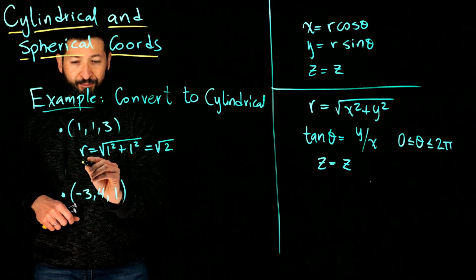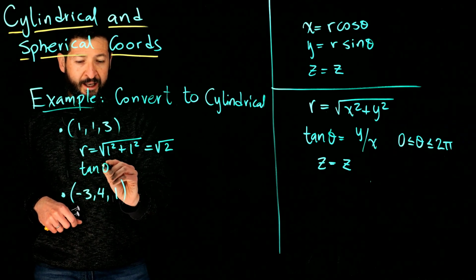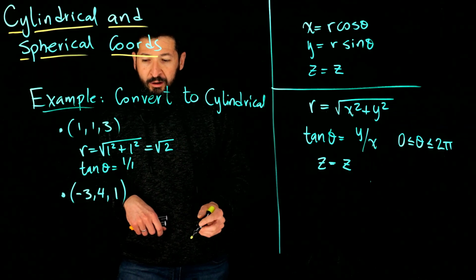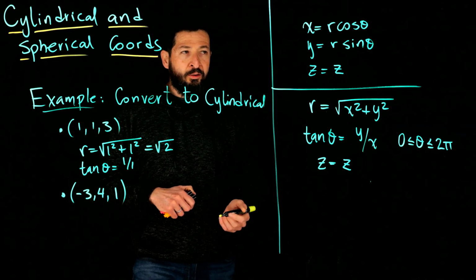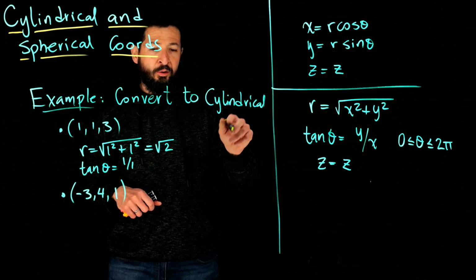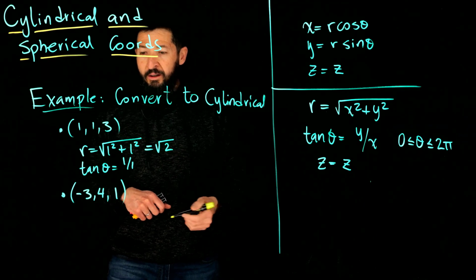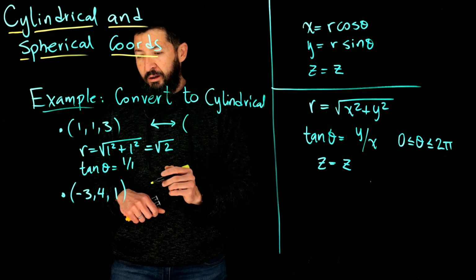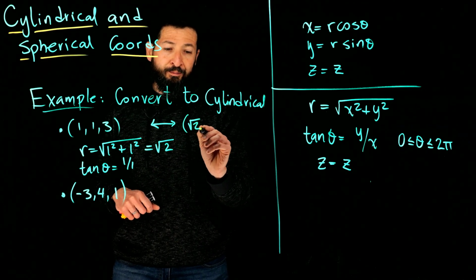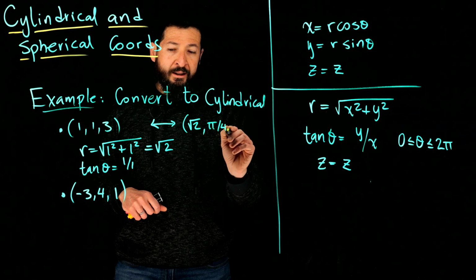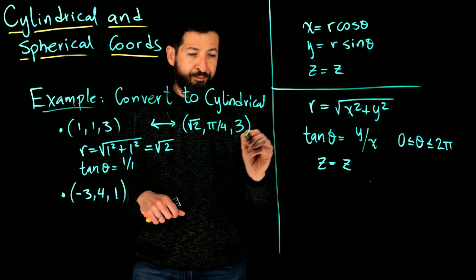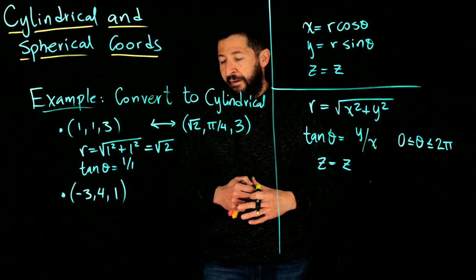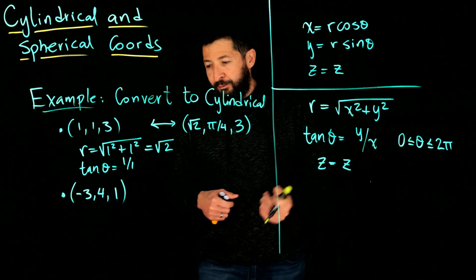And your angle, tangent of the angle, is going to be equal to 1 divided by 1. And that's going to be 1. So the angle that you're talking about, if you draw it, is going to be the angle pi over 4. So we're going to then say that this point corresponds to, in cylindrical coordinates, square root of 2, pi over 4 is the angle, and then z remains the same. So that one is very straightforward, because we've already done polar coordinates.